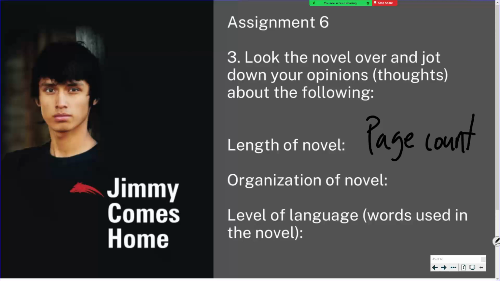How a novel is organized is usually the chapters. You could talk about how long the chapters are. You could talk about how the chapters are titled. The level of language, words used in the novel. Now, level of language refers to the audience of the book.